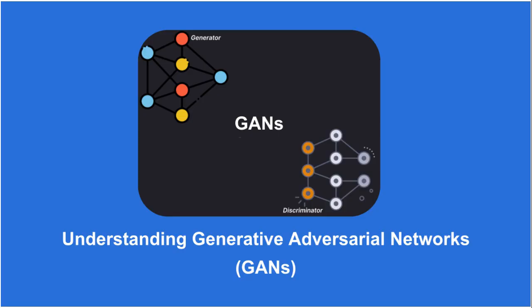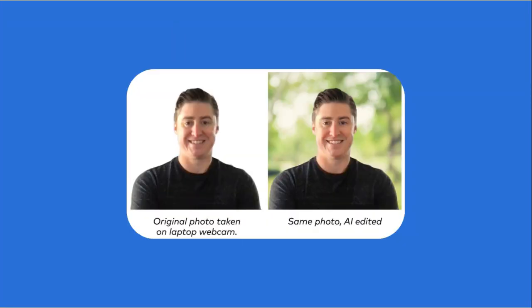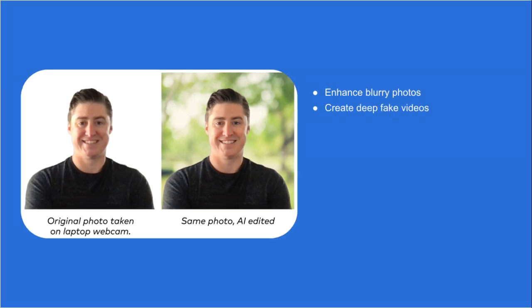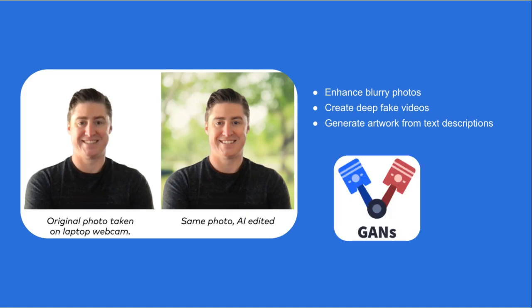And welcome to this lesson on Generative Adversarial Networks, GANs. Have you ever seen AI-generated images that look incredibly realistic, like a person who doesn't exist, or a painting that resembles the style of a famous artist? Or perhaps you've used AI tools that enhance blurry photos, create deepfake videos, or generate artwork from text descriptions? These mind-blowing capabilities are made possible by Generative Adversarial Networks, or GANs.